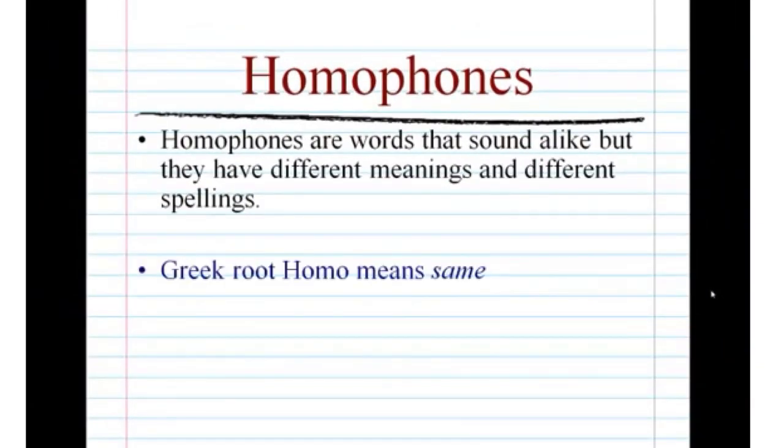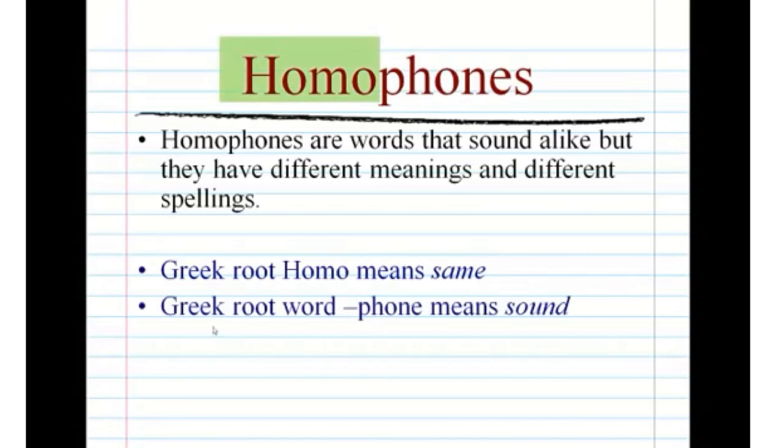Inside the word homophone, we have the Greek root homo, which means same, and the Greek root word phone, which means sound. So if you look at this word, you have same, sound. So homophones are going to have the same sound, but they're going to have different meanings and different spellings.